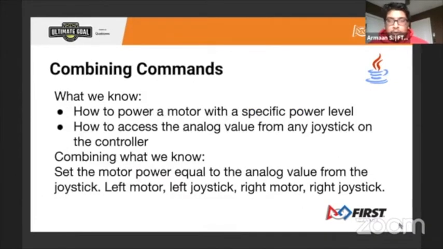Okay, so we know those two commands. We know how to get the joystick values, and we know how to power a motor. What we need to do now is take those two things and combine them so we can power the motors from the joysticks. So what we want to do is set the motor power equal to the analog value from the joystick: the left motor to the left joystick and the right motor to the right joystick. Because that's what we were trying to do at the beginning, right? That was the goal we established.